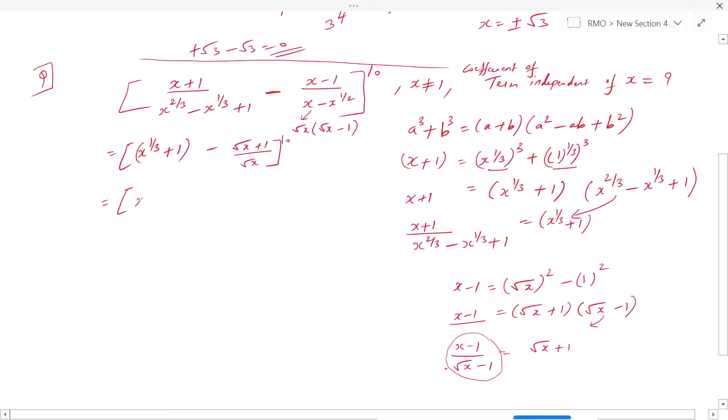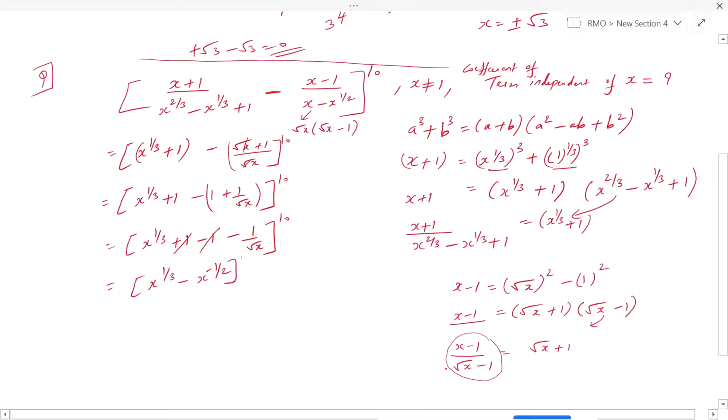So it's x raised to 1 by 3 plus 1 minus 1 minus 1 by root x raised to 10. So we simplified this expression in this form, x raised to 1 by 3 minus x raised to minus 1 by 2, raised to 10. Now find the answer.